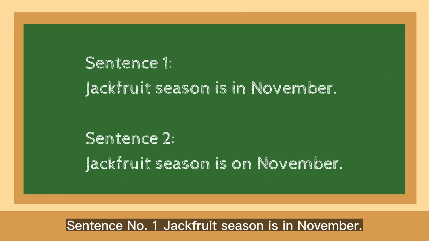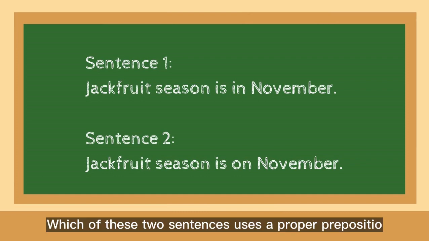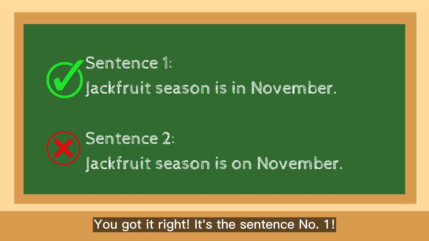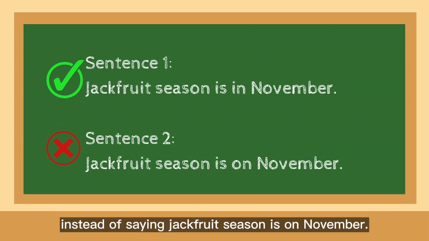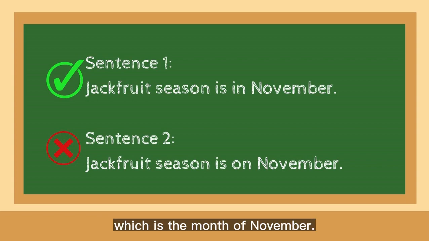Let's proceed to our review time. Sentence number 1. Jackfruit season is in November. Sentence number 2. Jackfruit season is on November. Which of these two sentences uses a proper preposition? You got it right! It's sentence number 1. We say jackfruit season is in November instead of jackfruit season is on November. We use the preposition in since it specifies a long period of time, which is the month of November.